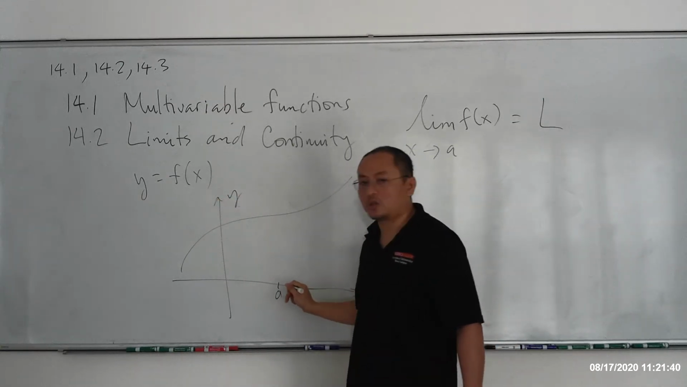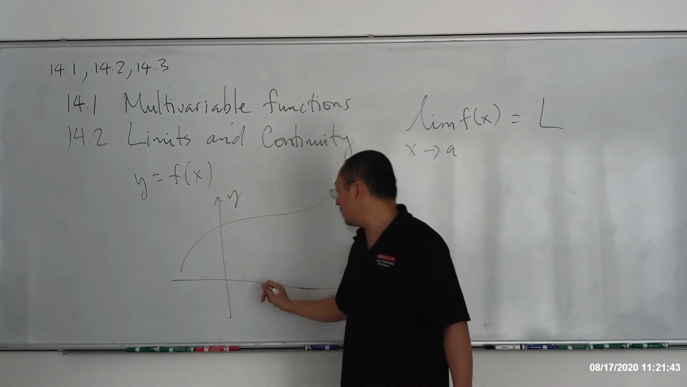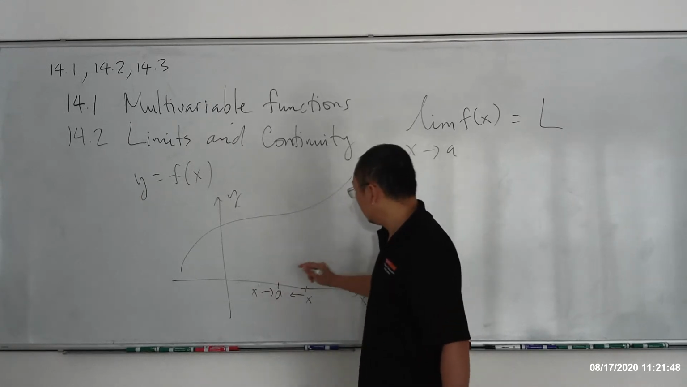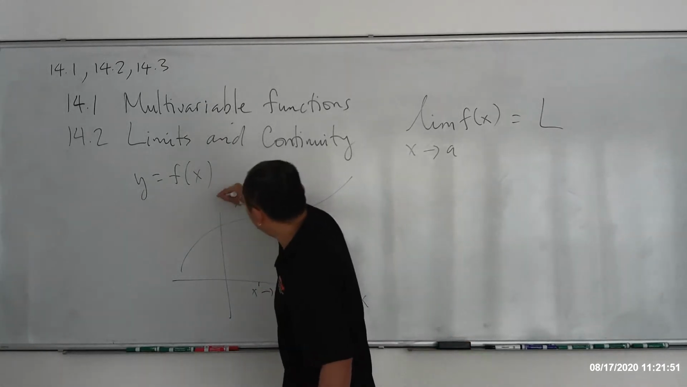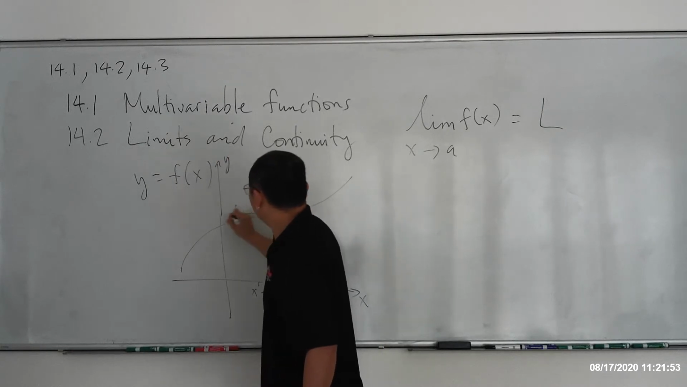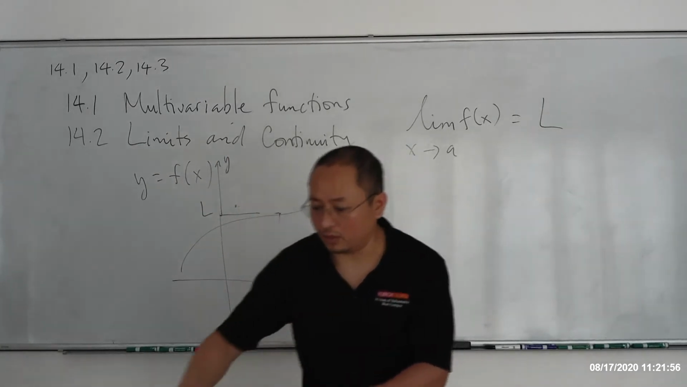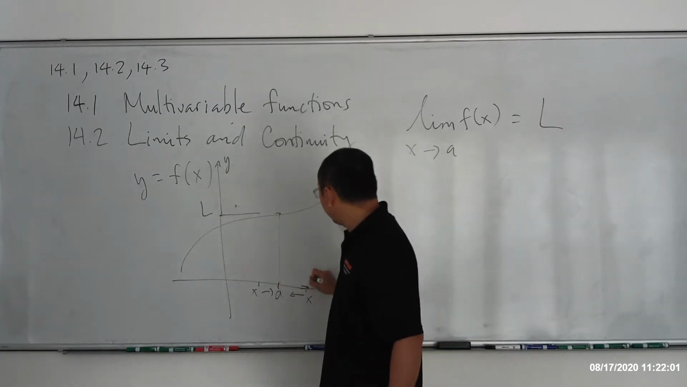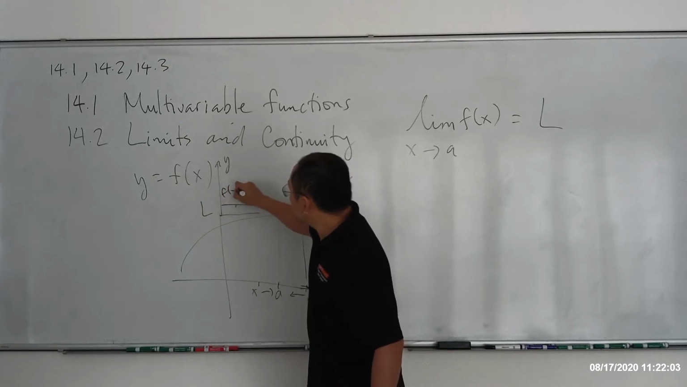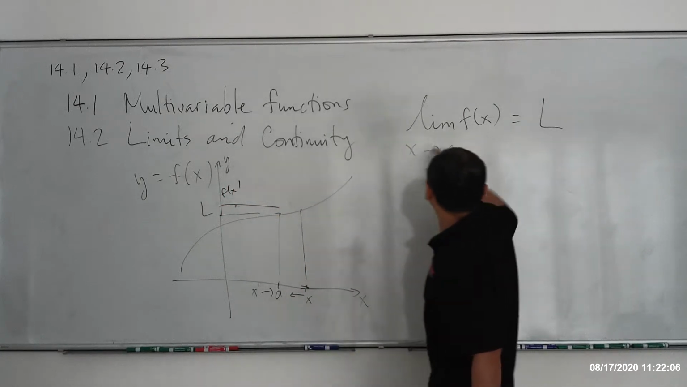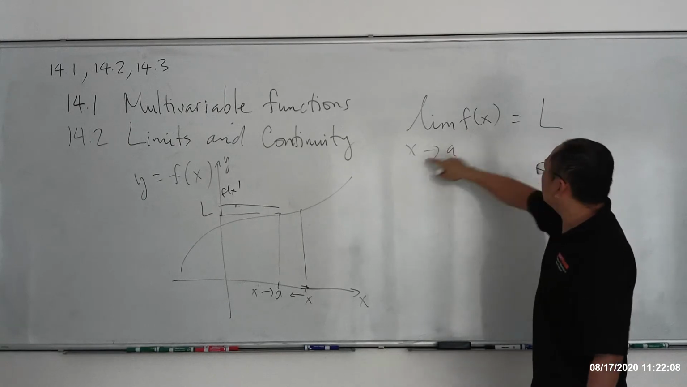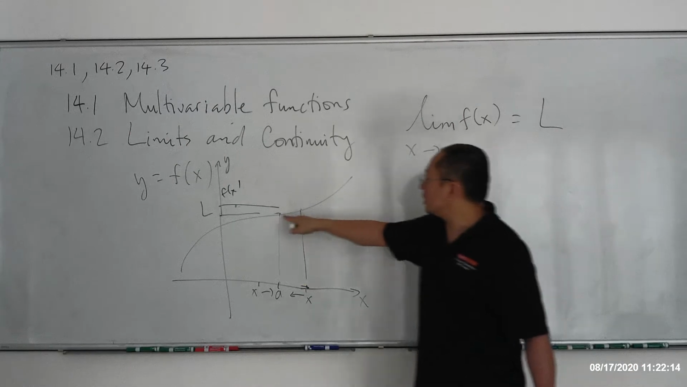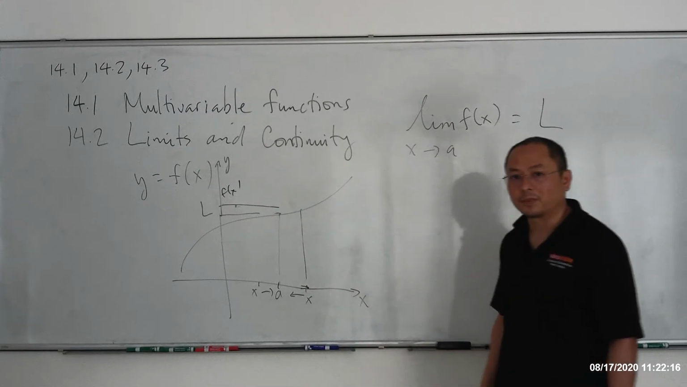When x gets close to a from either direction, from the right or from the left, x will be right here, x will be right there, and getting close to a. Let's draw it higher. This is y, and this is L. Let me change the marker, make it clearer. So when x approaches a, then what happens? f of x will approach L. The limit of f of x equal to L when x approaches a means that when x gets closer to a, then f of x is going to get closer to L. That was the idea. Okay?